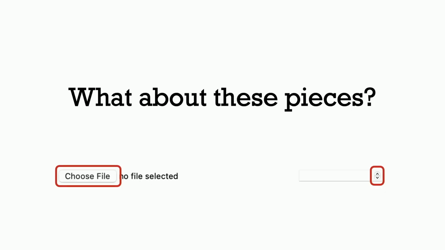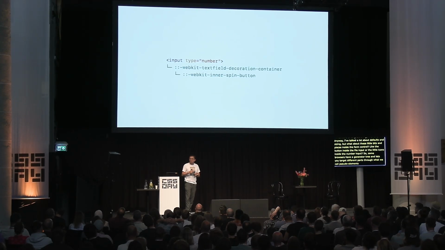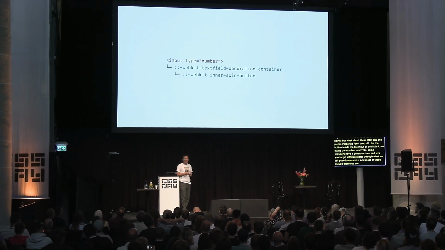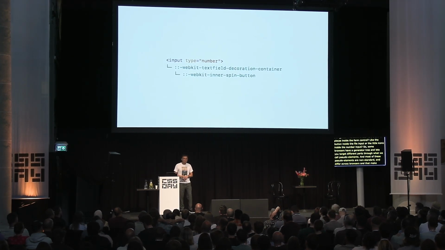Anyway, I've talked a lot about defaults and sizing, but what about these little bits and pieces inside the form control, like the button inside the file input or the little icons in the number input? So some browsers have a generated tree and let you target different parts through what we call pseudo elements. And most of these pseudo elements are non-standard and differ across browsers, and that makes them very, very painful for developers to use.